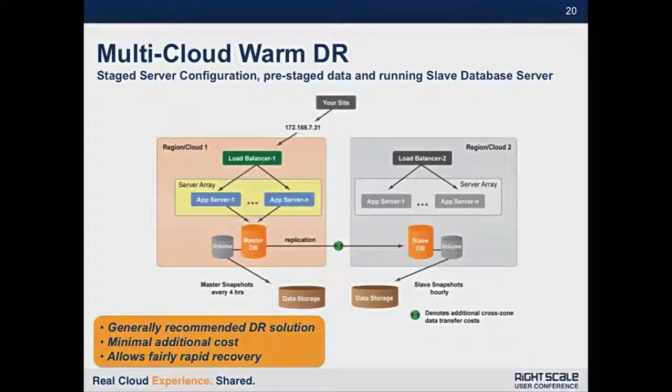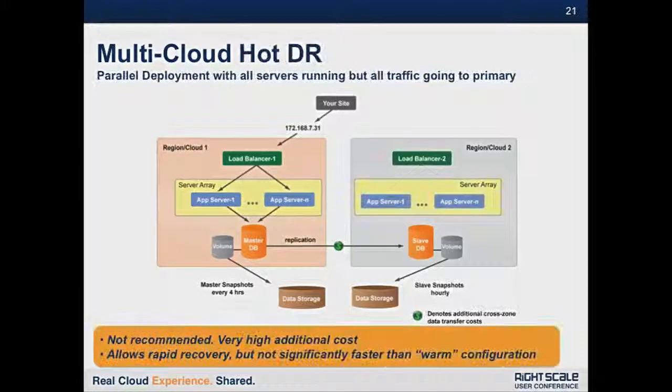Okay, so generally recommended DR solution. It does have the minimal additional cost because you are running that extra server, but you can get up pretty quickly, right? So let's compare and contrast this solution, the warm one, to the hot solution. And the hot one looks a lot like the warm one, with the difference being that all the servers are up and running. They're just not doing anything. There's no load being sent to them, right?